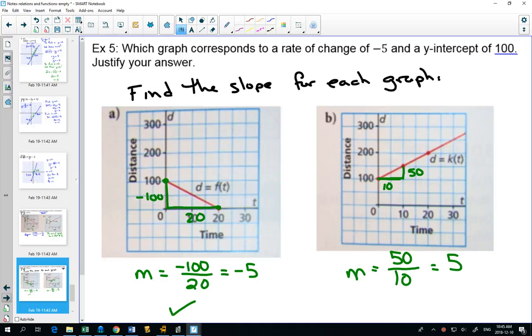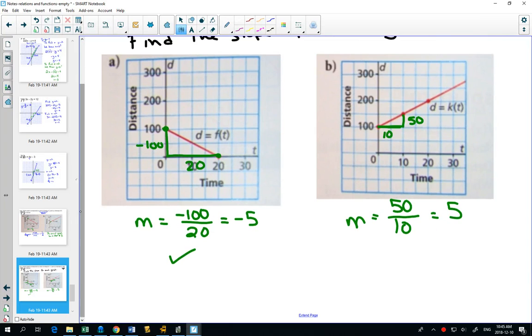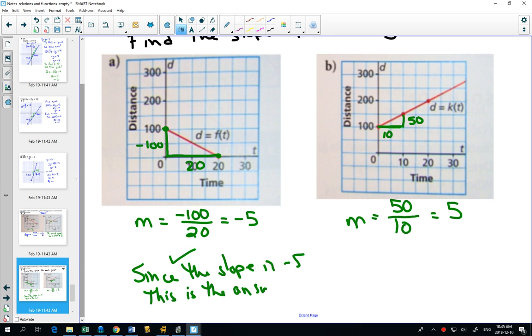It says justify your answer. I'm just wondering, could you just say so as negative, so it's clear? That would be cheating a little bit. It might have been that the answer is neither, right? So since the slope is -5, this is the answer.